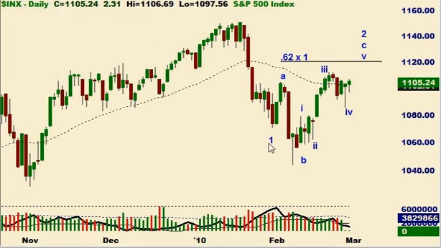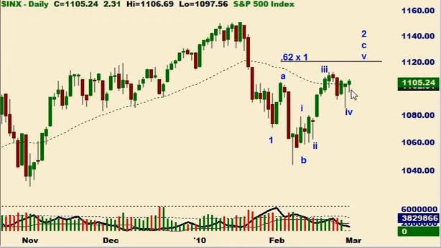the alternate count before we get to that. And that would be that this decline, the first portion of the decline is 1, and then we have an irregular correction, A, B down, and then again our 5 waves up, which could be counted as C. The likely target, if that's the case, is the lower end of that range I mentioned, towards 1120 or so, which is 62% of the first portion of the leg down, or wave 1.